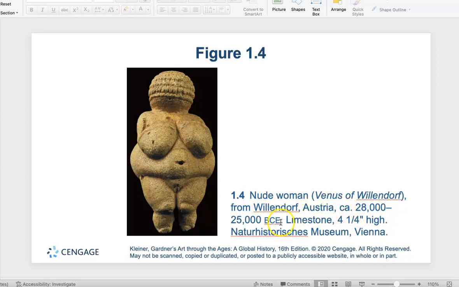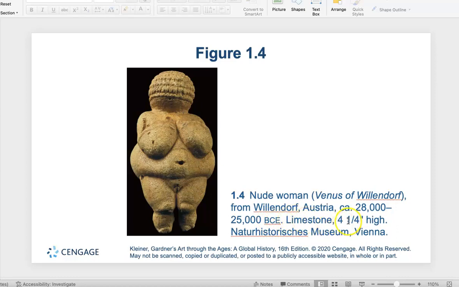And again, I think I've explained this in other videos, but it bears repeating. BCE stands for before the Common Era. Okay? Used to be BC and AD. Now it's before the Common Era and then just Common Era after the birth of Christ.